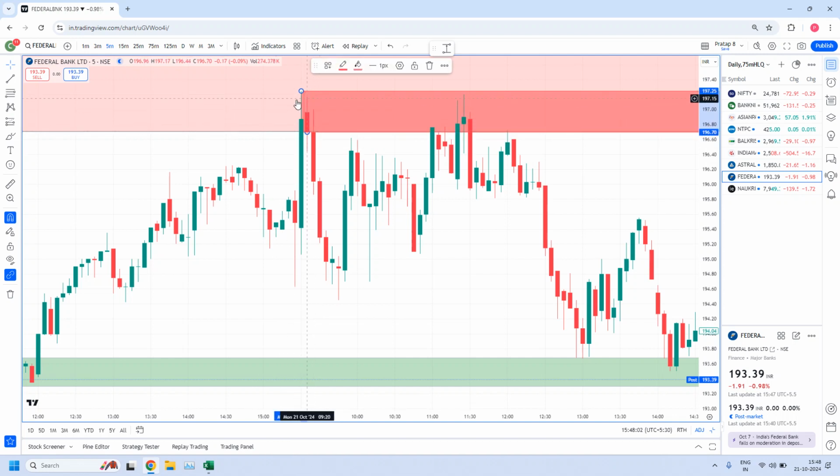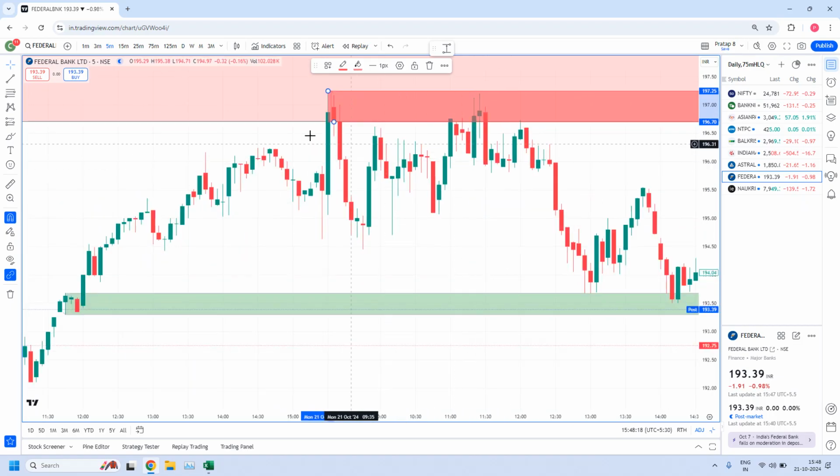Because this is exactly within the zone. Mostly we plan our trades within the zone. Rarely we take entries outside, but mostly within it. But before entering into the zone, forget about this 5-minute zone. Before entering into this high liquidity zone, this is the high liquidity zone proximal line.